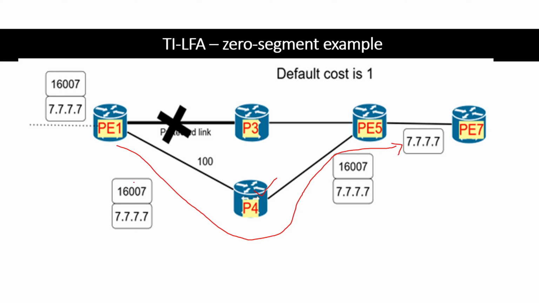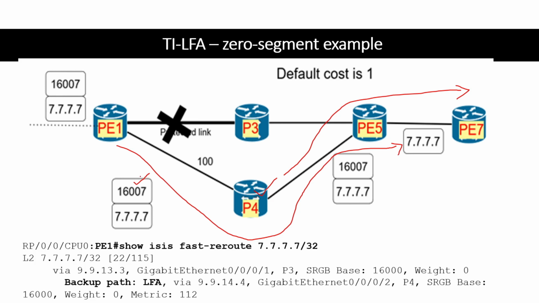Hence, it is going to use the same label and send it over the backup path because it knows that once it reaches P4, P4 has the shortest path towards P7 and can push it easily towards the destination. Hence, we don't see any extra segment pushed over the label. That's why we call it a zero segment. So you can see here it has calculated the LFA for that going via this particular interface.